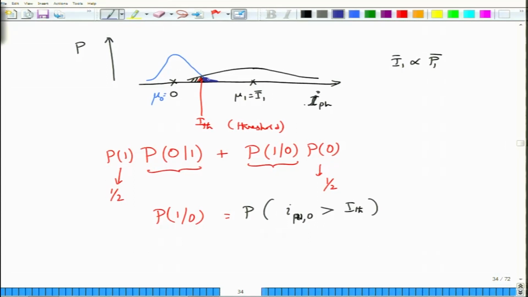And how do I find this dotted or the shaded area? That is actually quite simple. I know what is the probability density. I have already written down the probability density. In this case, simply take x as the current that you would obtain when you transmit a bit 0, and alpha is of course the value of the current, and the probability density function needs to be integrated from I threshold all the way up to infinity.